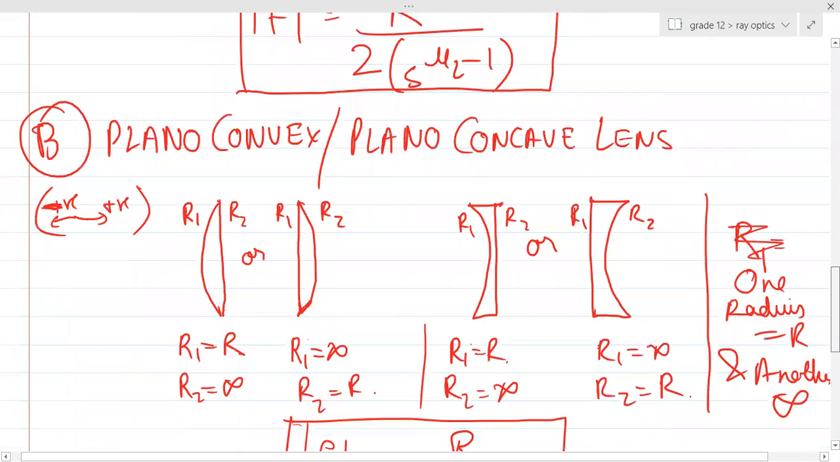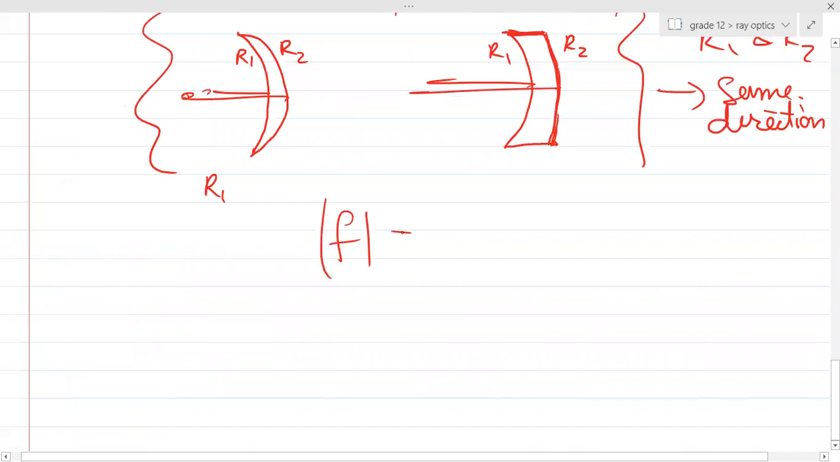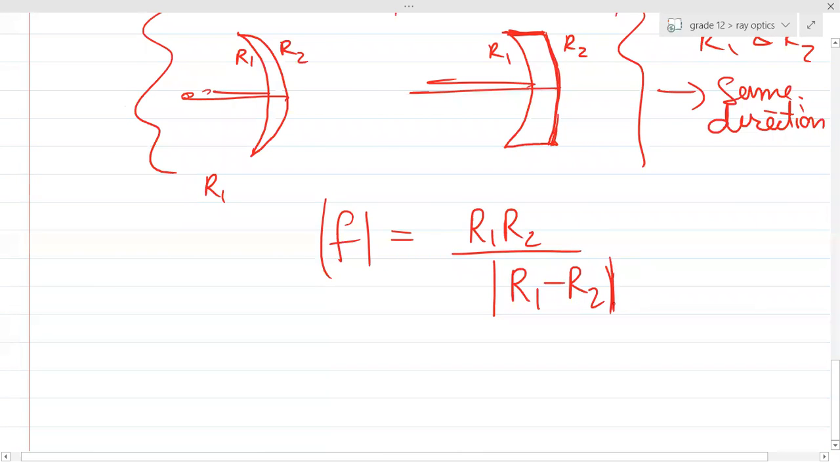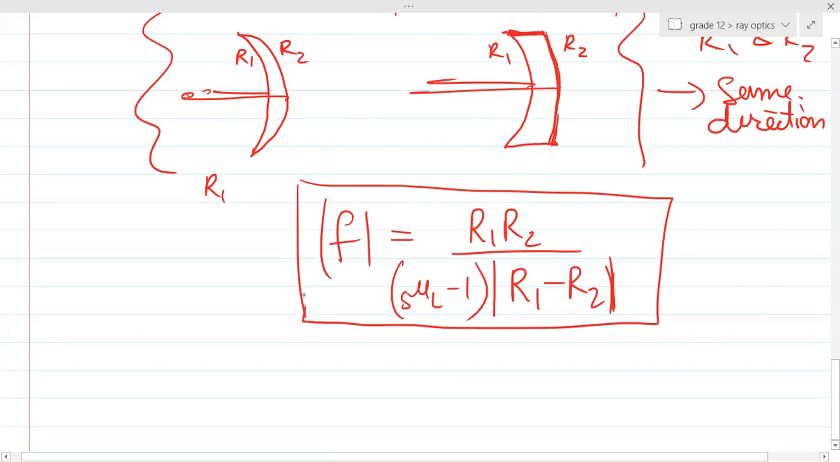But since we're talking only about the magnitude, the final answer, if you'll write, the magnitude of F is basically equal to R1 into R2 divided by the magnitude of R1 minus R2, into mu minus 1. So this is the magnitude of focal length of a concave or convex lens. Is this clear? Is it clear, guys? Yes, sir.